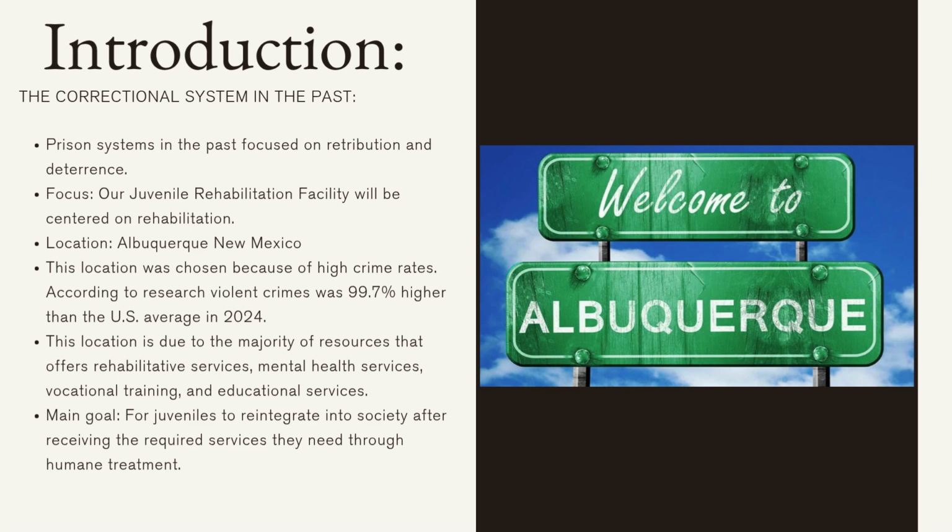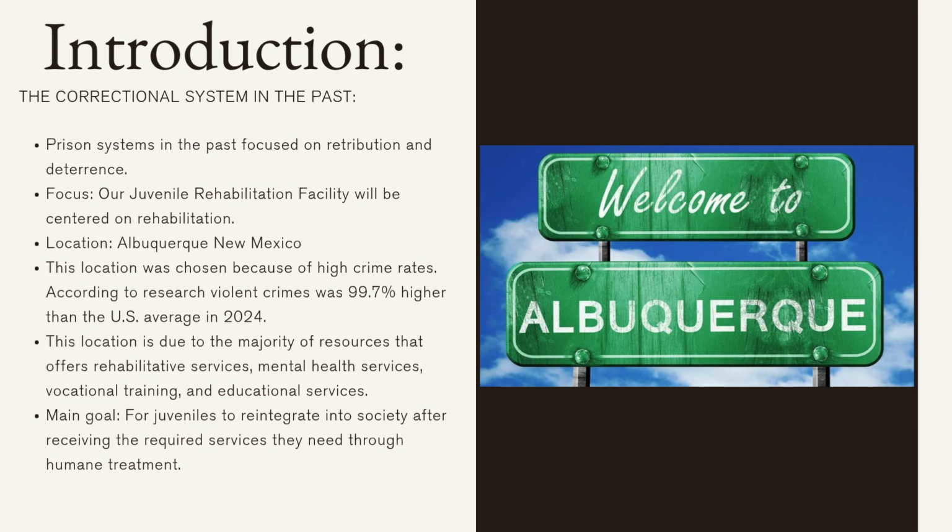With this alarming rate, it demonstrates how youth are exposed to crime in that area. Another reason why this location was chosen is because the research collected explains that this location has a majority of resources that offer rehabilitative services, mental health services, vocational training, and educational services.